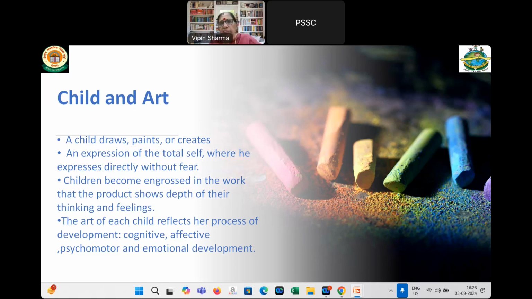Whatever we are teaching in the primary section, when the child grows, he keeps on developing his various skills. So artistic development in children goes through different ways. That is important. So now, next. As the child grows, so the art.